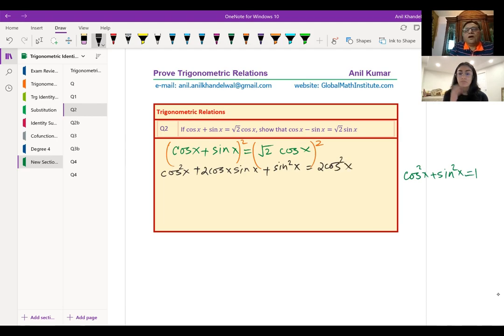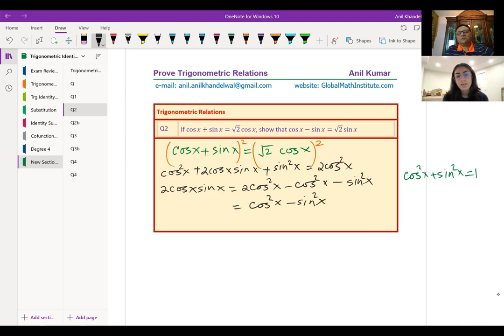Now see, we want cos x minus sine x, right? So what we could do is take all these terms and rearrange. We get 2 cos x sine x, and we also know that cos squared x plus sine squared x equals 1. So that's all that's left. The right hand side now becomes cos squared x minus sine squared x. Do you see that? Because 2 cos squared x minus cos squared x is cos squared x.